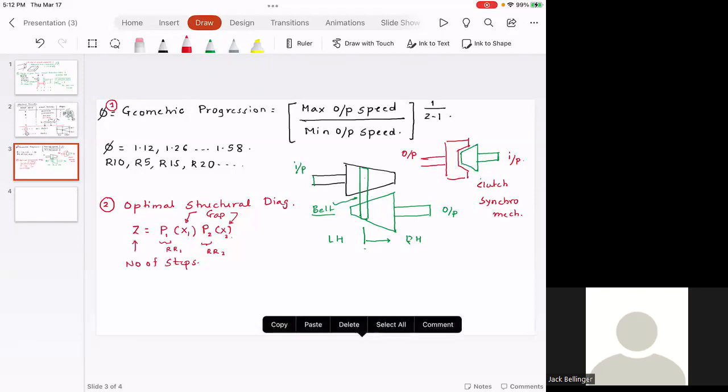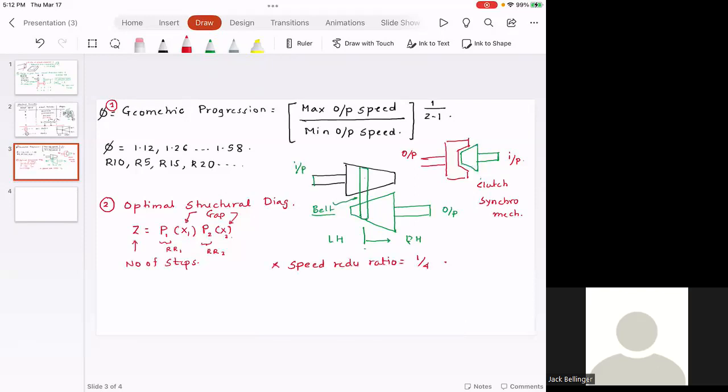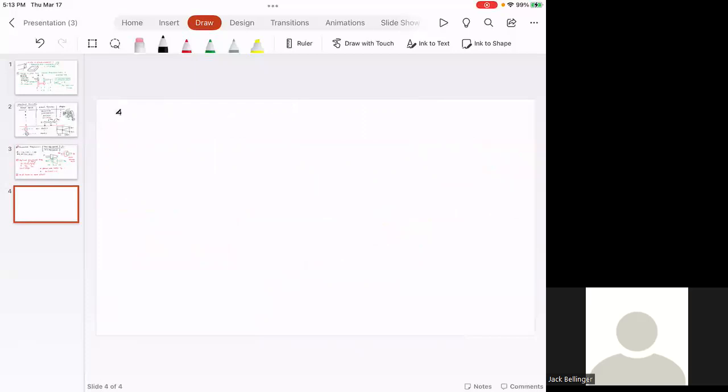So just to give an example, say if your speed reduction ratio is 1/4, then what you will do is you would use 2, 1, 2, 2. This will achieve 4. Then the third part is the number of gears on each shaft. And the fourth part is to draw something called a ray diagram.